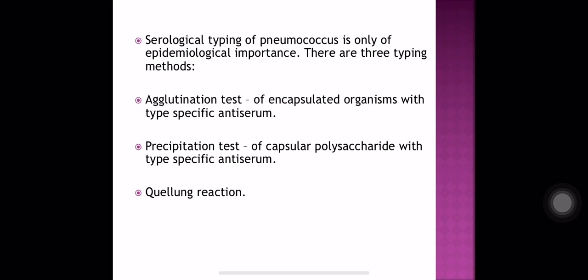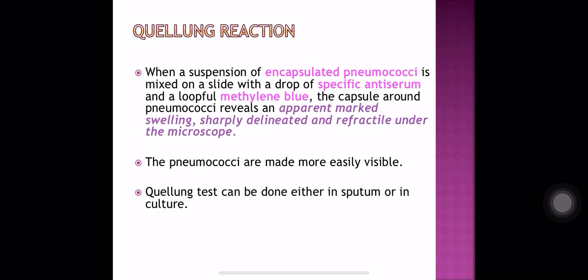There are 3 typing methods: agglutination test, precipitation test, and Quellung reaction. What is the Quellung reaction?